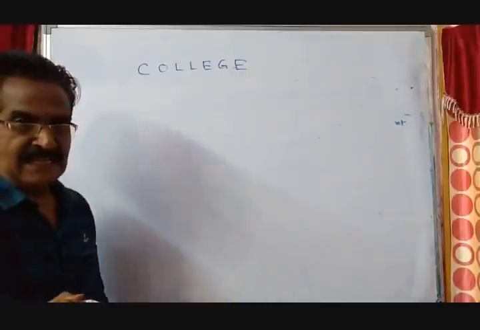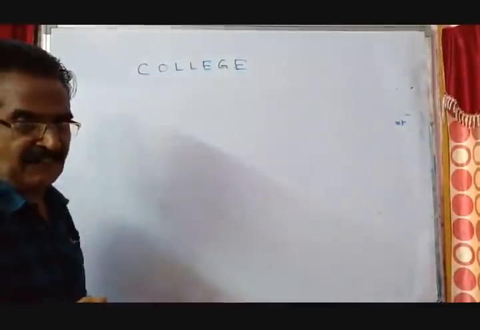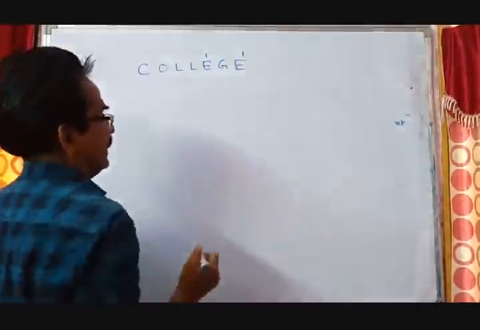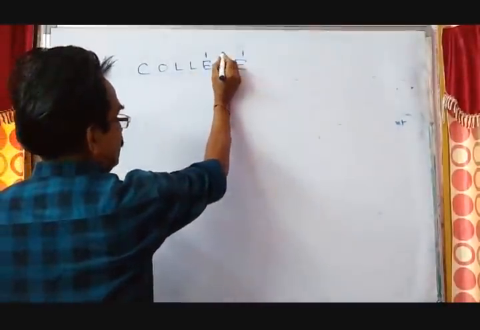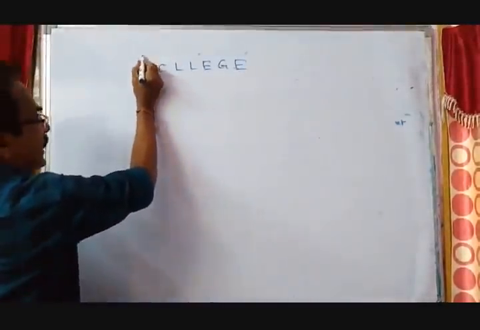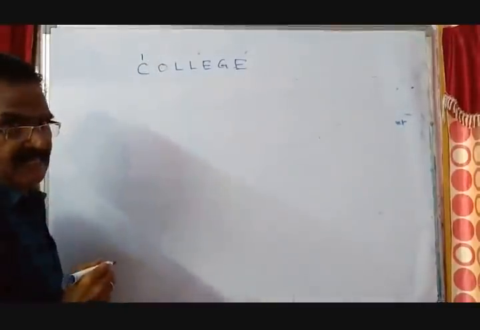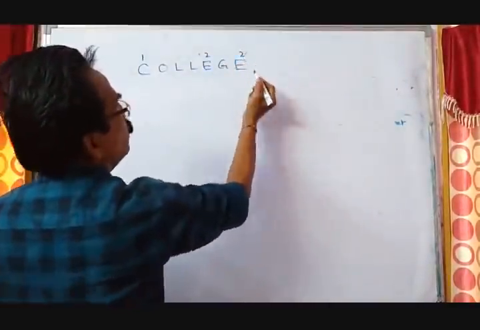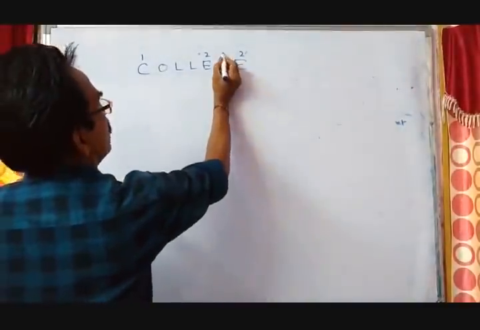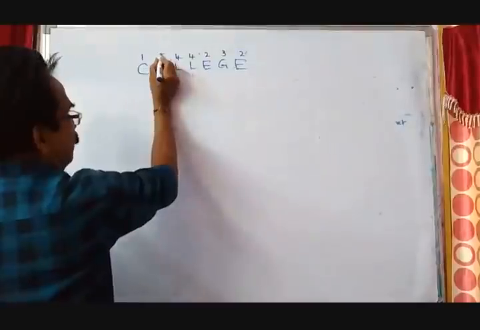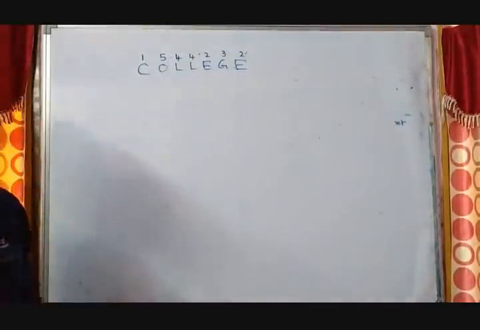First, let us assign the ranks of the letters. I'm sorry, the smallest letter is C, so let us assign the value 1. The next bigger letter E, let us assign 2. The next higher letter G, let us assign 3. The next bigger letter L, let us assign 4. And O is the fifth letter.